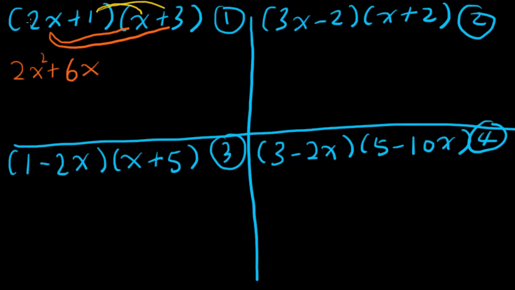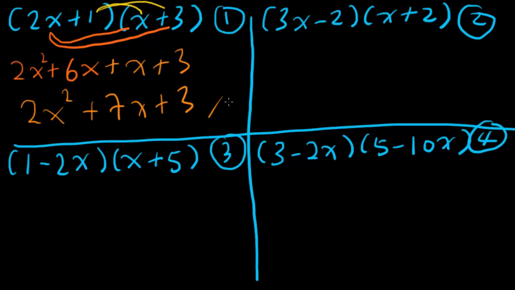Okay, so now we can look at expanding 1. So 1 is multiplied by x and also by 3. So when 1 gets multiplied by x, it is positive x. 1 multiplied by 3, that is a positive 3. Okay, and then we combine like terms, so you get 2x squared plus 7x plus 3. And that's your final answer without any more brackets.